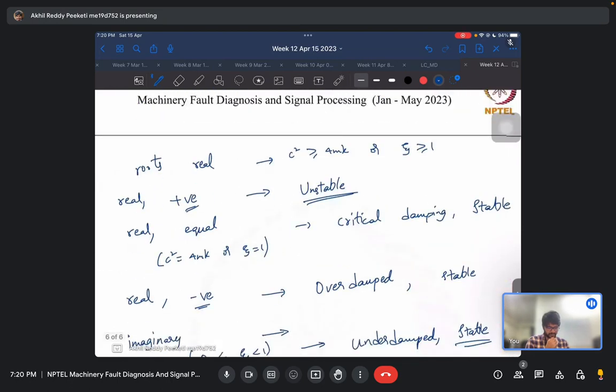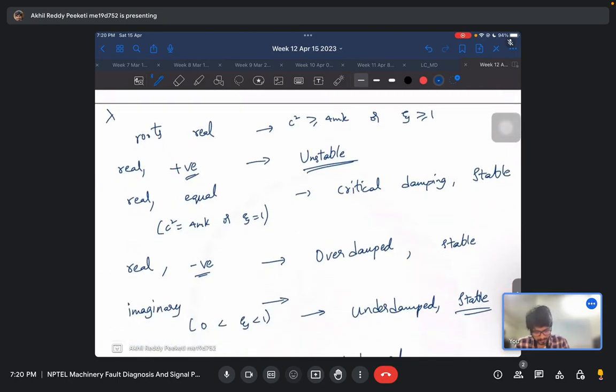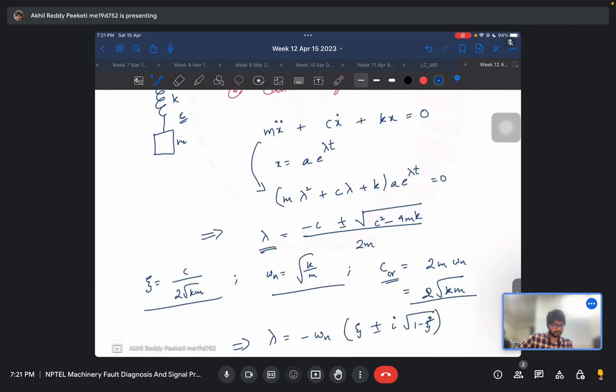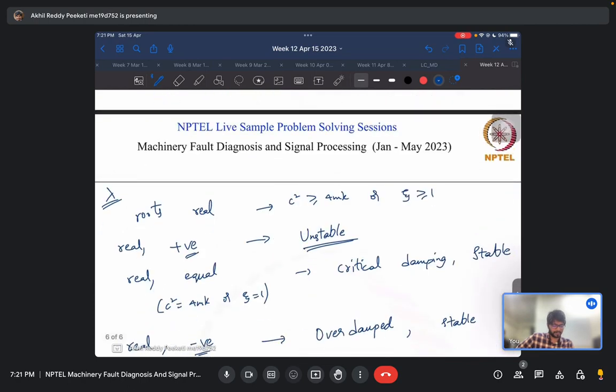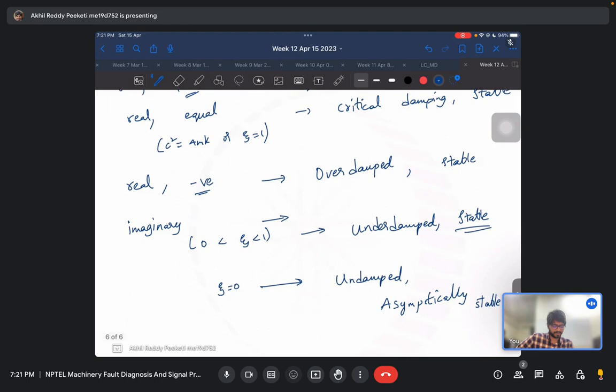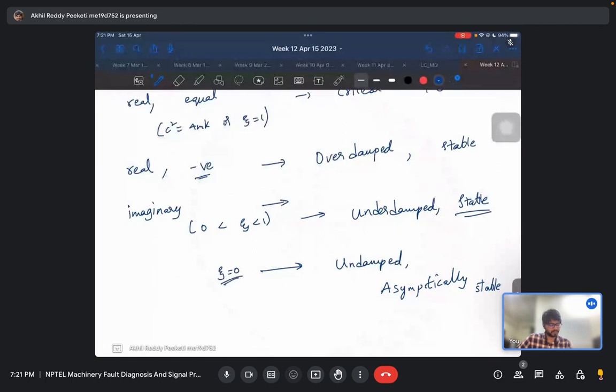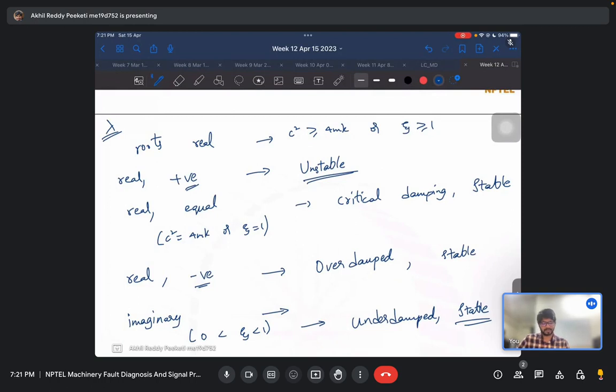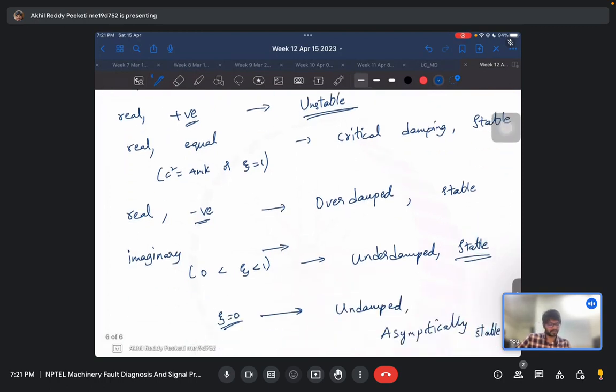Now, based on the kind of roots lambda is, if roots are real and positive, then you have an unstable system. If the roots are real and equal, then you would have a critically damped system, and roots real and negative, then you would have an over damped system. If the roots are imaginary, that means the damping factor is 0 to 1, then you have an under damped system. If damping is 0, then you have an undamped asymptotically stable system. So only in the real positive case the system would be unstable. In the rest of the cases, it would be a stable system.